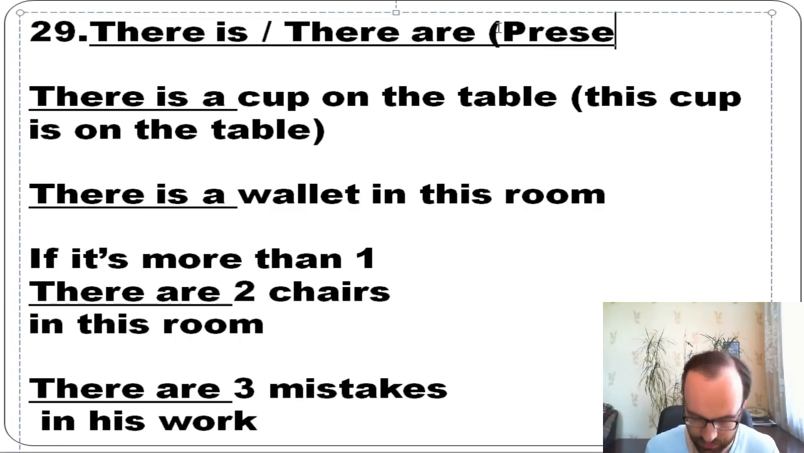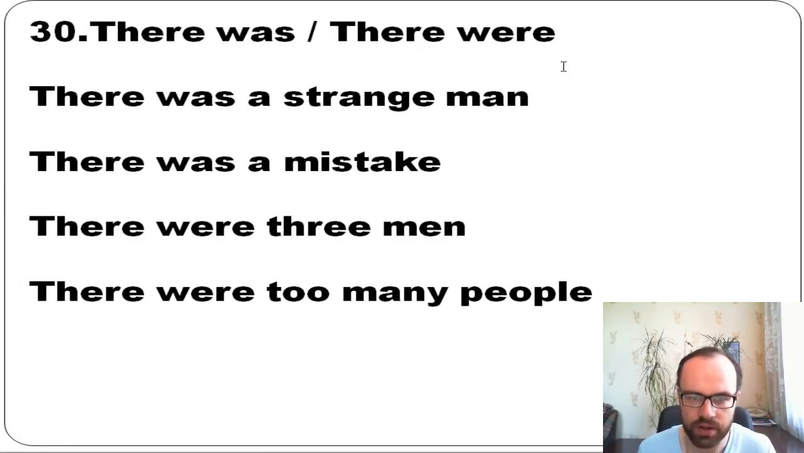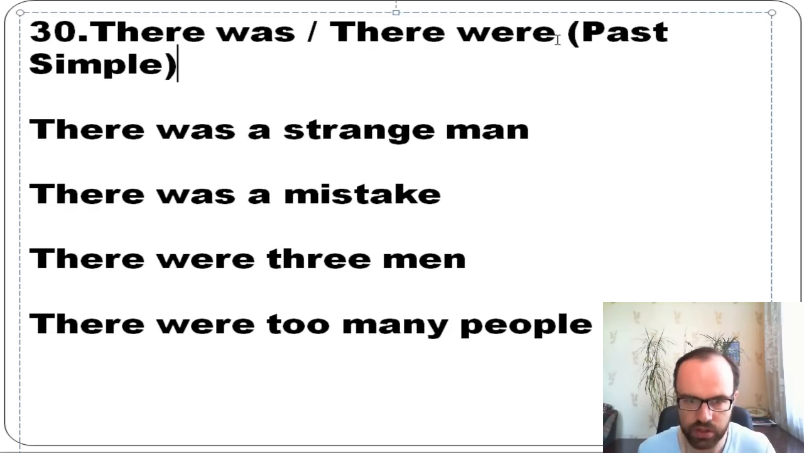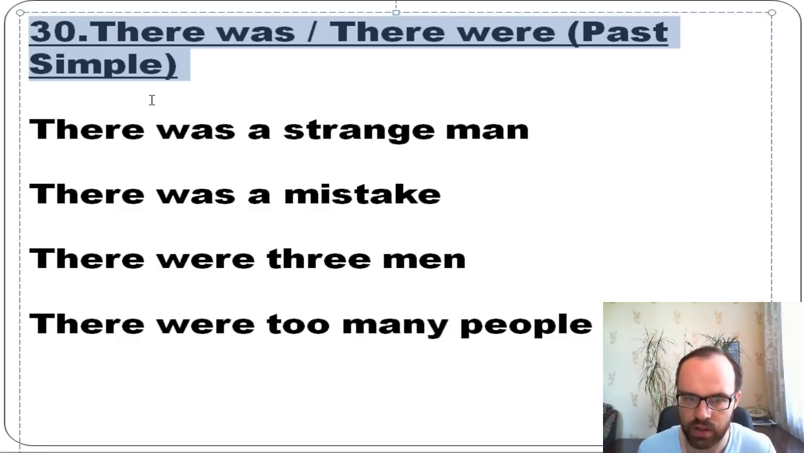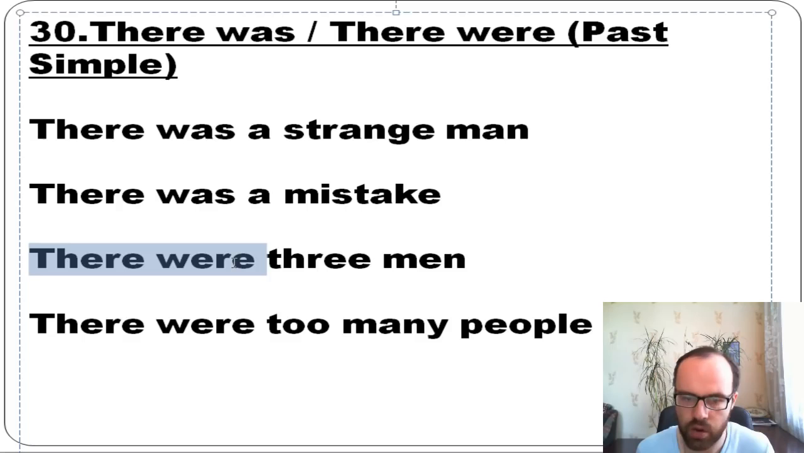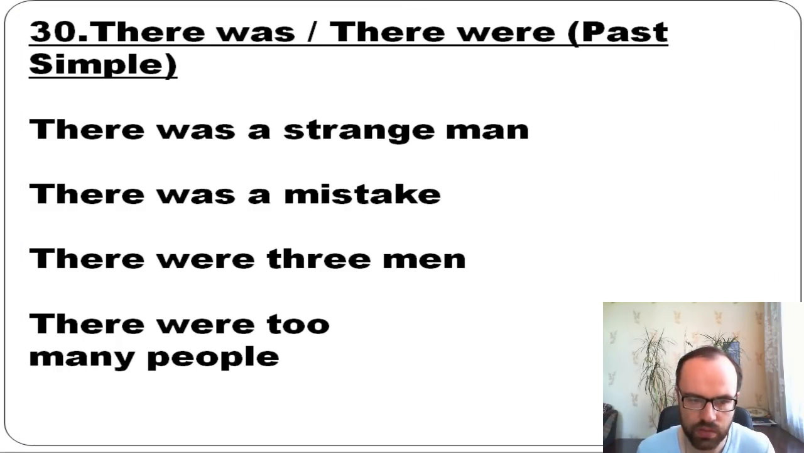You can use the same structure in past simple, and it will be there was and there were. If it's one, there was a strange man. There was a mistake. If it's more than one, you say there were 3 men. There were too many people.